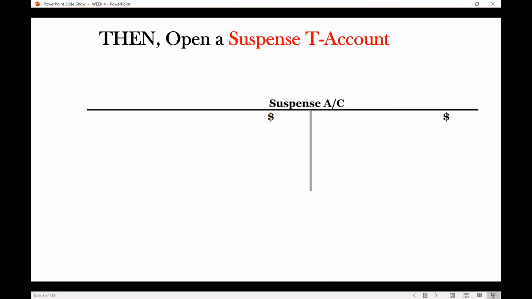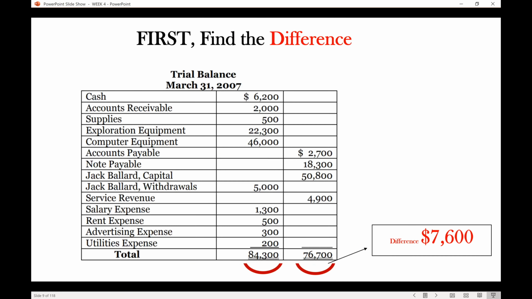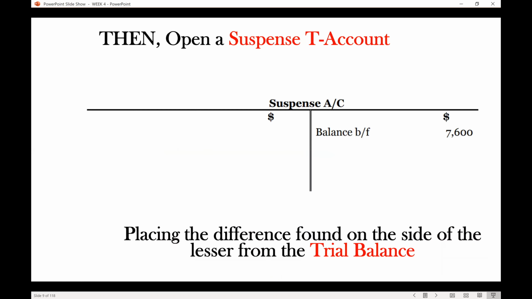What do we do with this difference? We open a suspense account, a suspense T account, with this difference. And we place this difference that we found in our trial balance on the side of the lesser from the trial balance. If you would note, the side that had the least amount was our credit side from our trial balance. So in our suspense account, we're going to be putting that difference on the credit side of our suspense account.